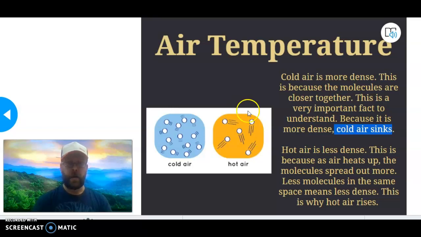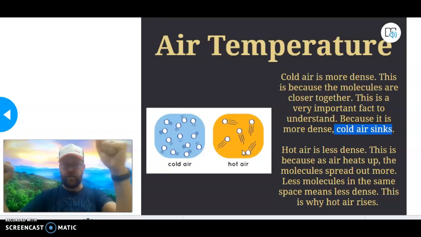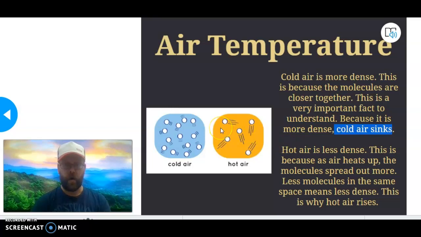Hot air, again, looking at the amount of molecules, makes sense that it's less dense. And that's because as air heats up, those molecules start to move faster and they start to get further and further apart. And because of that, that is one of the reasons why hot air rises and why cold air sinks. Very important for us to remember. I told you that convection cells will be coming back, and well, here they are.